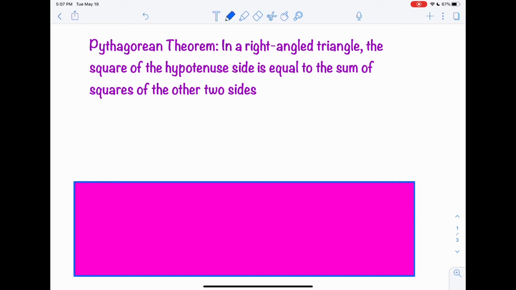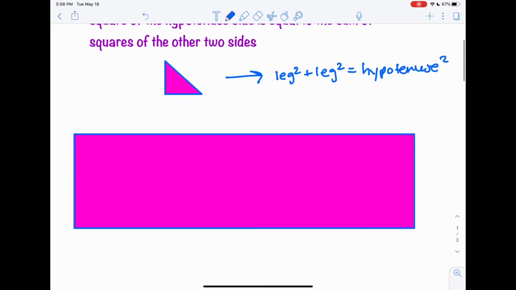So here the Pythagorean theorem tells us if we start with a right triangle, then we know that leg squared plus leg squared equals hypotenuse squared. The converse just means the other way around.